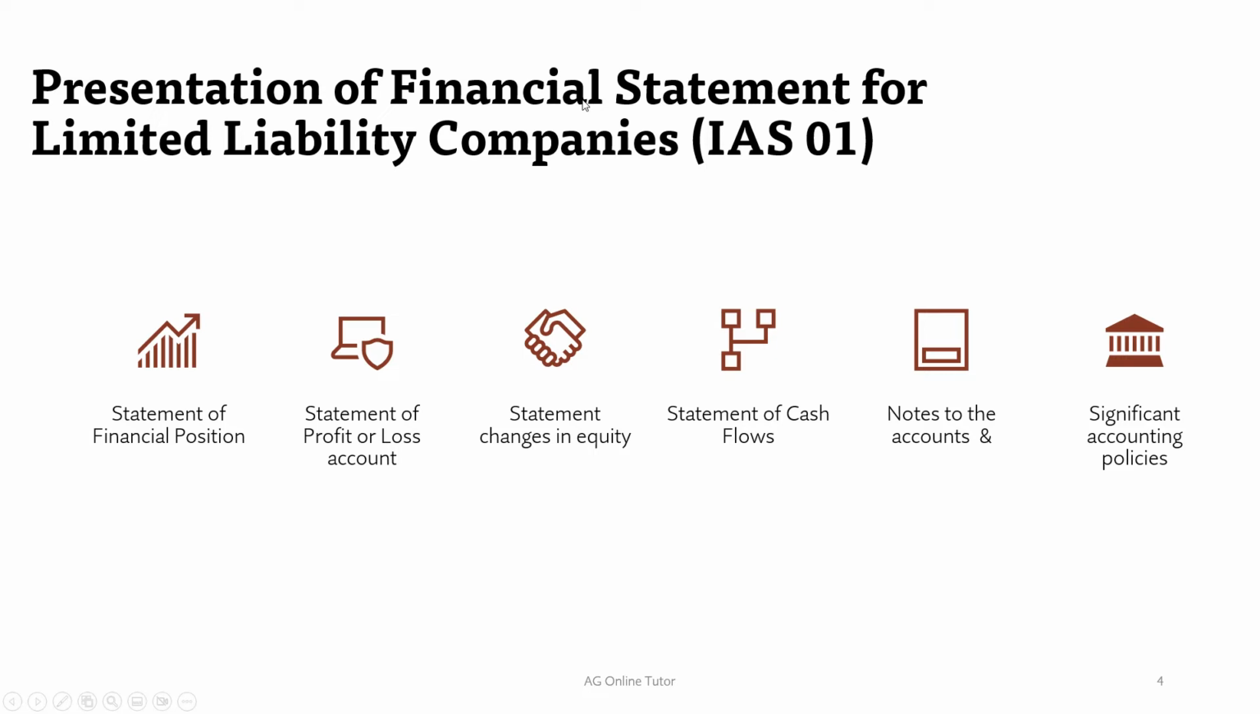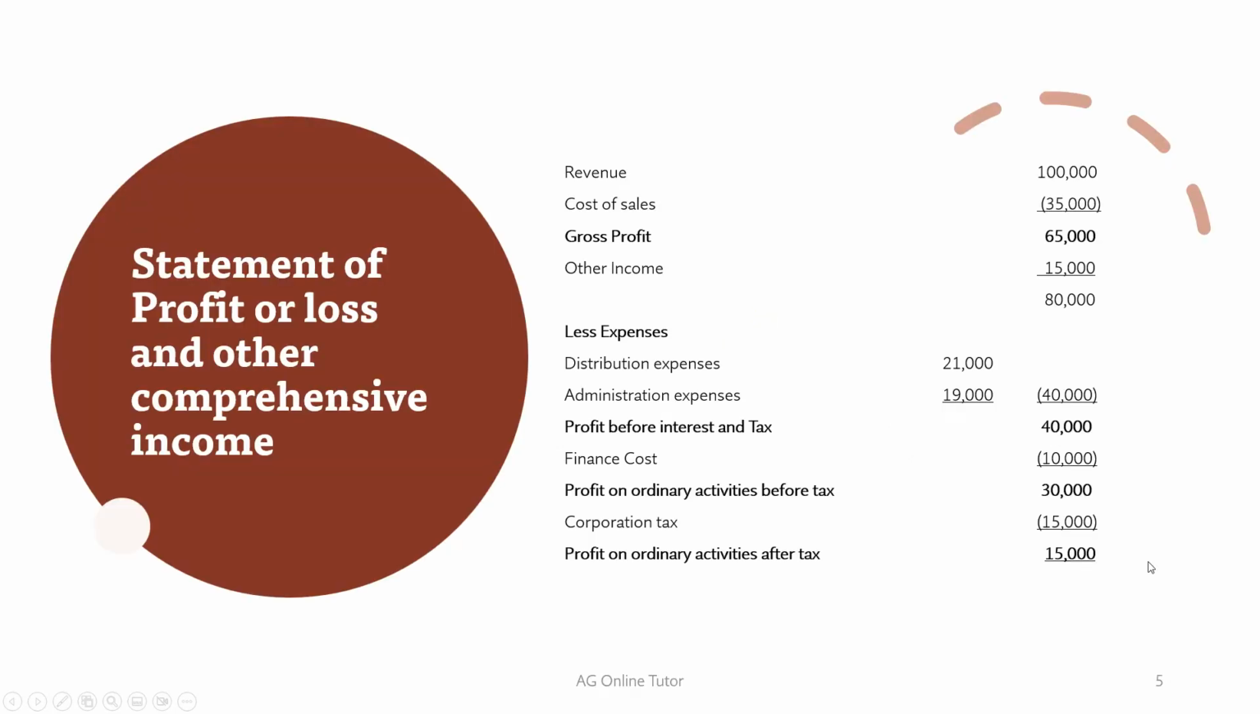I'm not going to discuss them in detail. Now, as for the regulatory framework, we have to prepare published accounts consisting of four reports, which I explained. Now we should know the format of the statement of profit or loss and other comprehensive income. Basically, the format is different from that of a sole trader and a partnership. For a sole trader and partnership, we need to provide a detailed financial statement. But for company accounts, we have to provide a summary of the information.